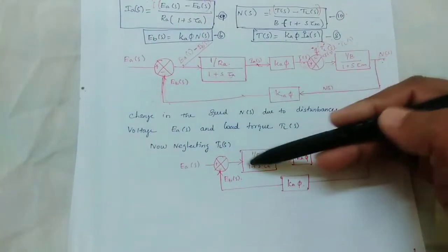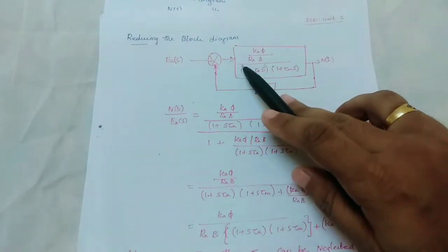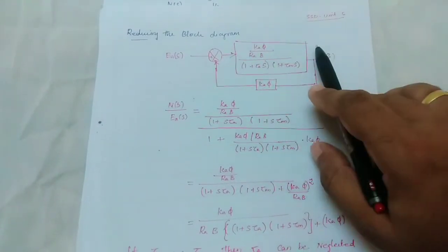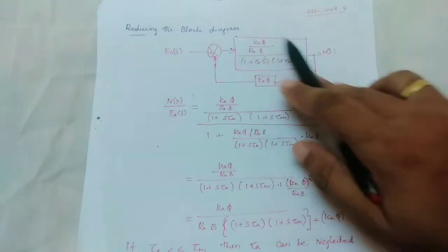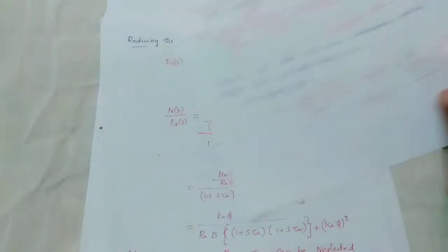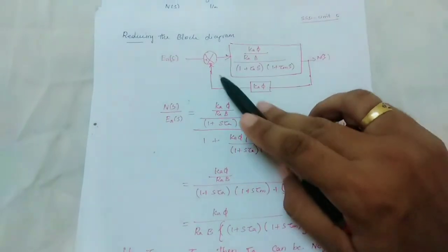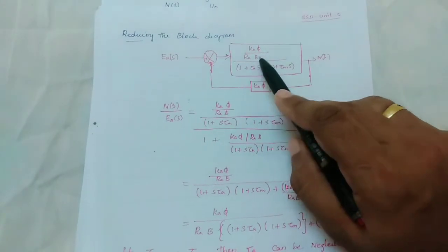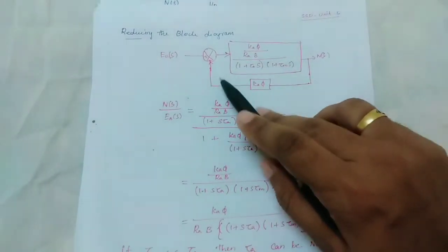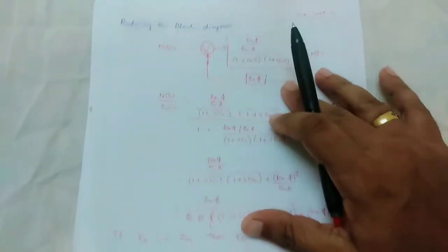Now the same equation will be rearranged like this. From the rearranged equation, we will multiply all those terms. Numerators are multiplied and denominators are multiplied. Finally, we will get this equation. The numerators are multiplied and denominators are multiplied, and finally we get K a phi divided by RA B, the whole divided by 1 plus tau A of S into 1 plus tau M of S. The remaining term is as it is.